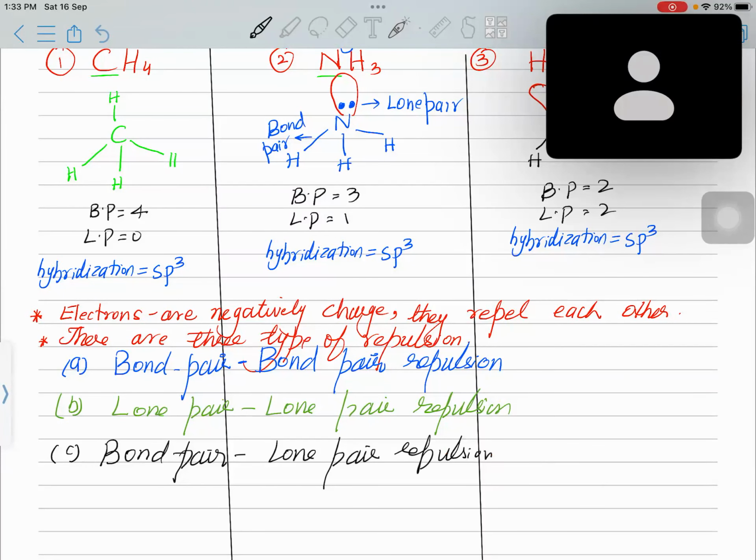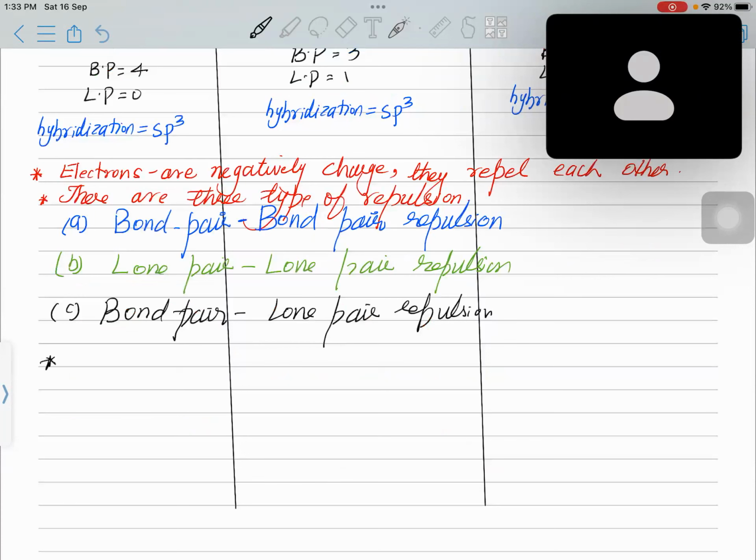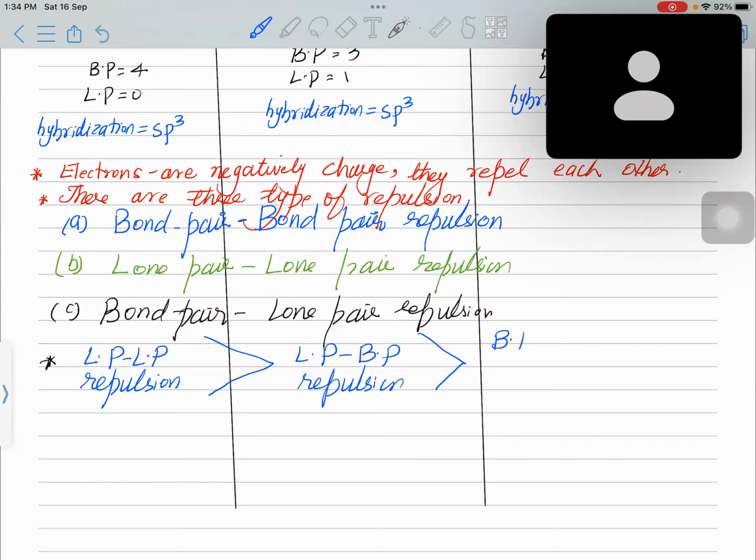So the third point is that lone pair-lone pair repulsion is greater than lone pair-bond pair repulsion, and this one is also greater than bond pair-bond pair repulsion.